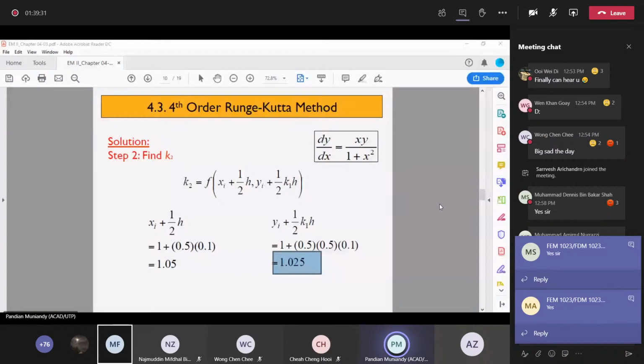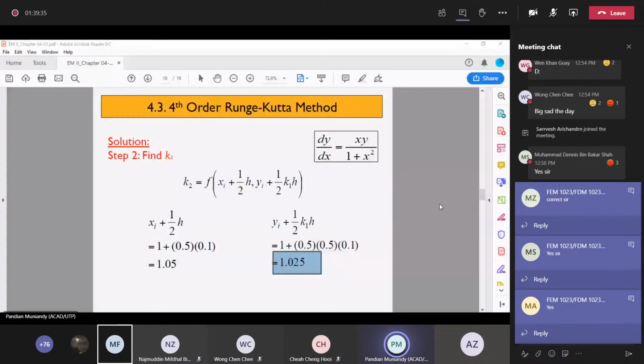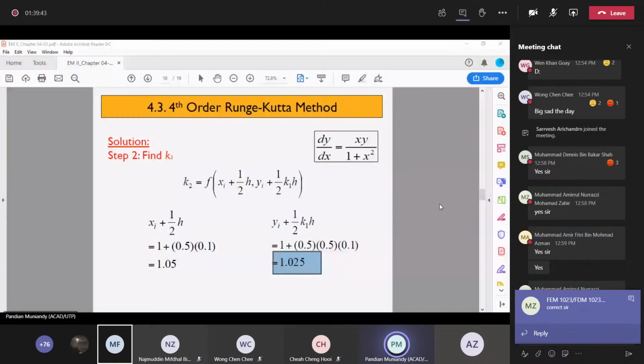So now you have K3 ready. Now you move on to K4. K4 is different: xi plus h, and then yi plus K3. K3 is this value, 0.51219, multiply h 0.1. Check whether this is correct or not. 1.05122. Verify and let me know now.